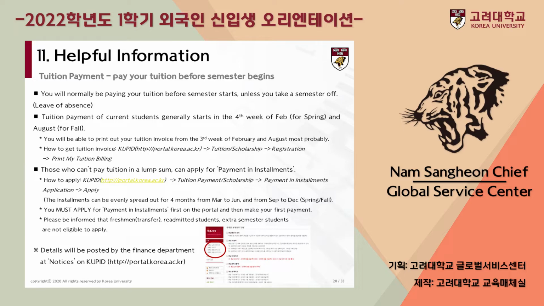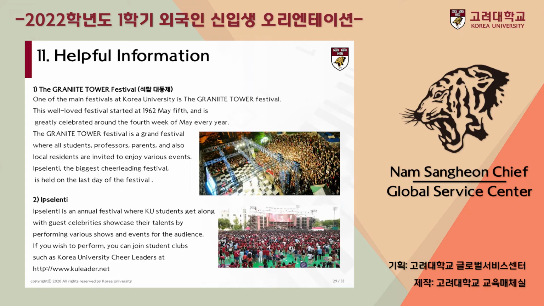Payment in installments are spread out over 4 months, from March to June for spring semester and from September to December for fall semester. The application period and tuition payment dates for payment in installments are different from the regular tuition payment period. So please be on the lookout for notices and information on KUPID regarding this payment plan if you're interested.